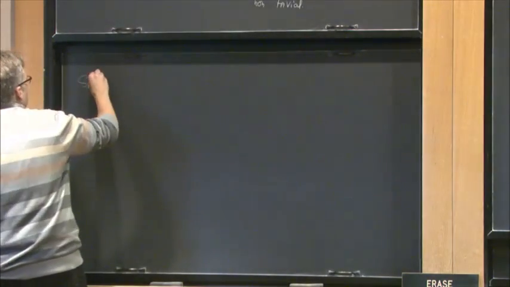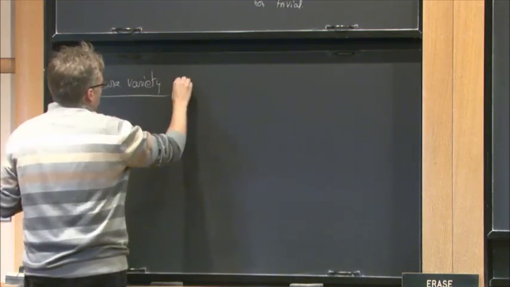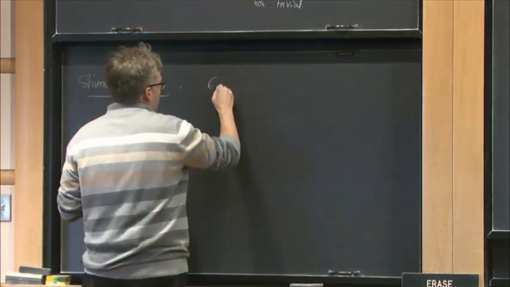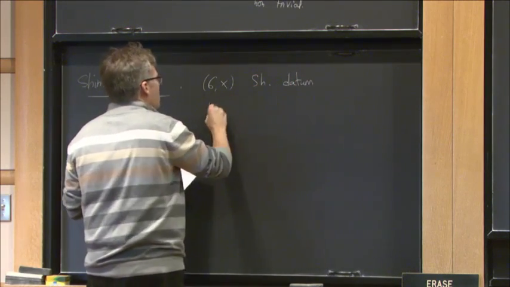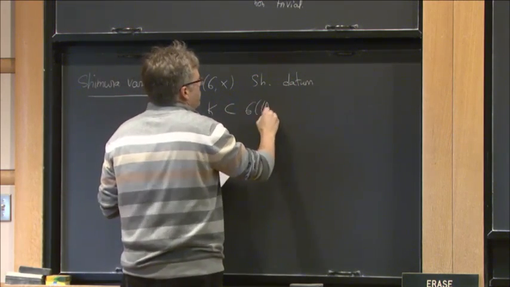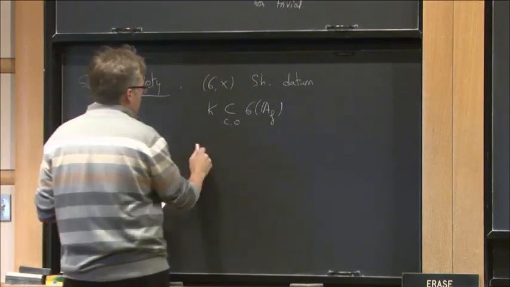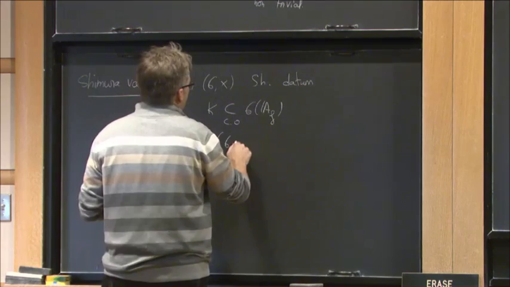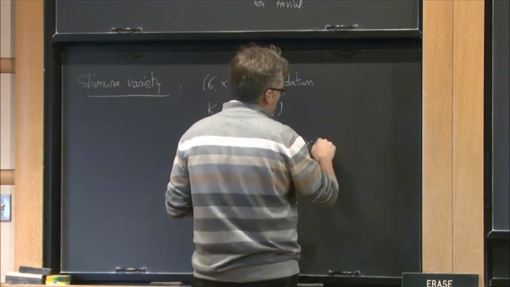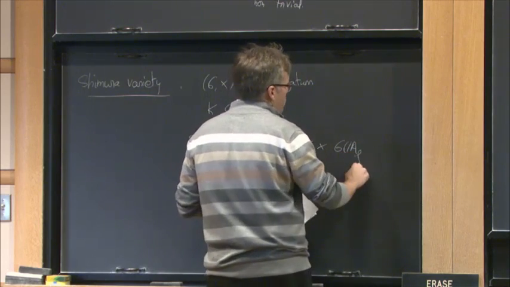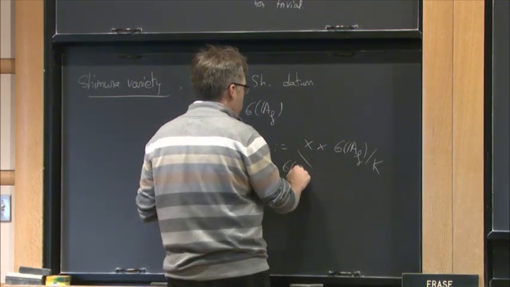So a Shimura variety was obtained as follows. We started with a Shimura datum (G, X), and you fix K in G(A_f), a compact open subgroup. Then you define the Shimura variety associated to this data as the following space. You take the quotient of X times G of the finite adeles over K, and then you take the diagonal action by G(Q).